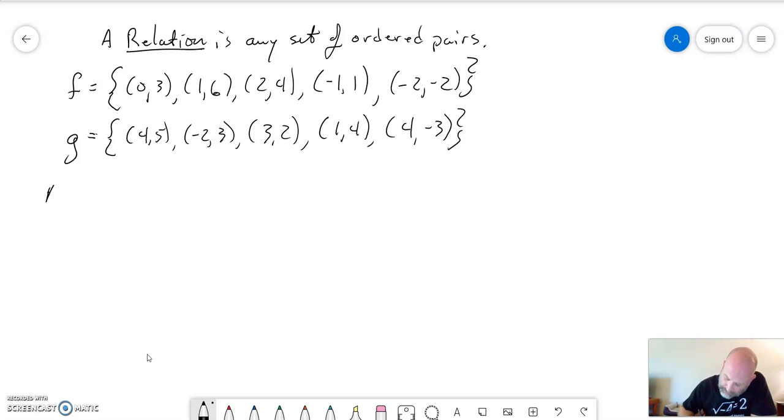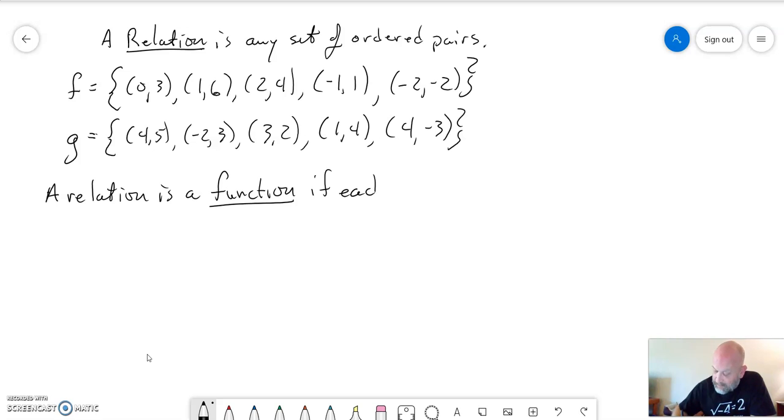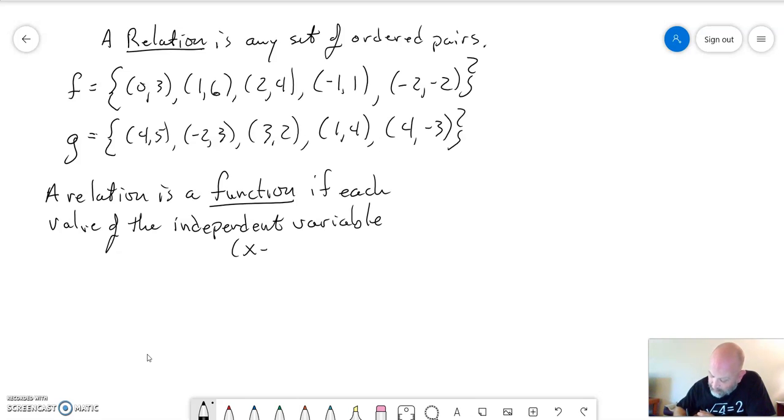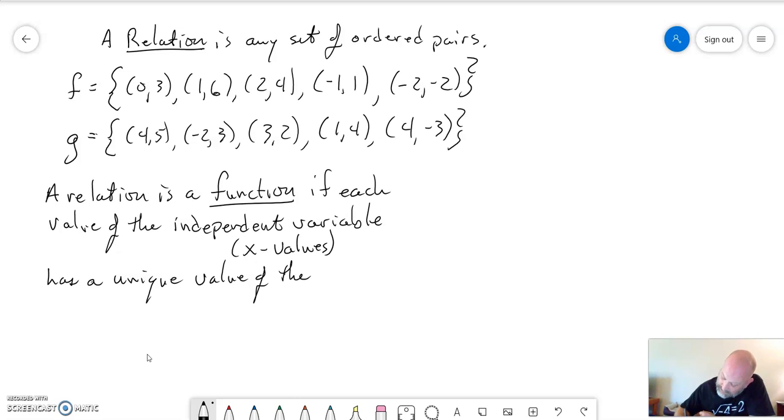Now, a relation is a function if each value of the independent variable, or the x value, has a unique value of the dependent variable assigned to it. The independent variable are your x values or your inputs.